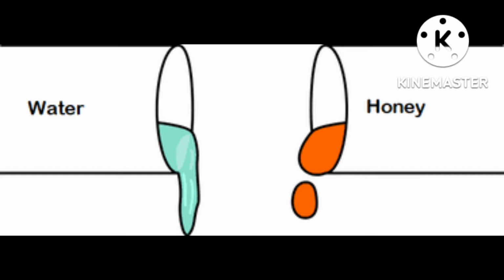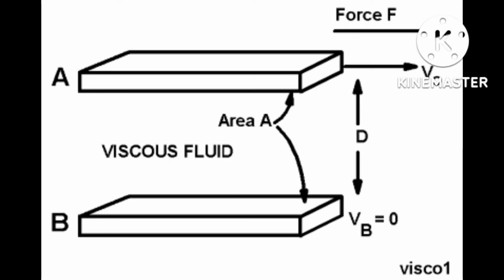First, all layers are attached to each other, they are in contact, so how much area is in contact? That area you can call capital A. The other thing is the velocity gradient. Force F is directly proportional to A, the area of contact. F is also directly proportional to du upon dz, where du upon dz is the velocity gradient.